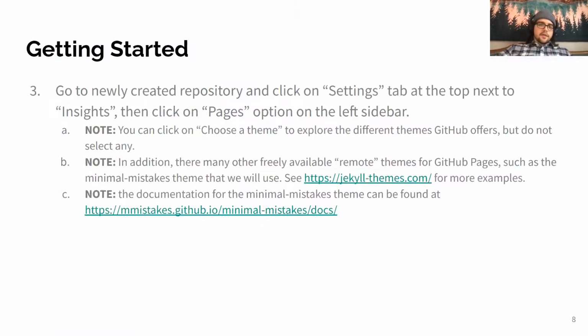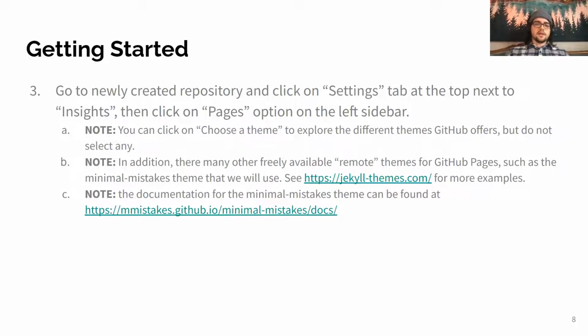A couple things I'll make note of here. You can see that on that page, there's an option to choose a theme for your GitHub Pages site. You can click on that link to view the different default themes that GitHub already has available for you. But make sure you don't select any, because we've already loaded in our theme from this Minimal Mistakes template that I mentioned before. This is what's called a remote theme, which is essentially a theme that's hosted from another GitHub repository somewhere else. And there are many freely available remote themes that you can load in for your website.